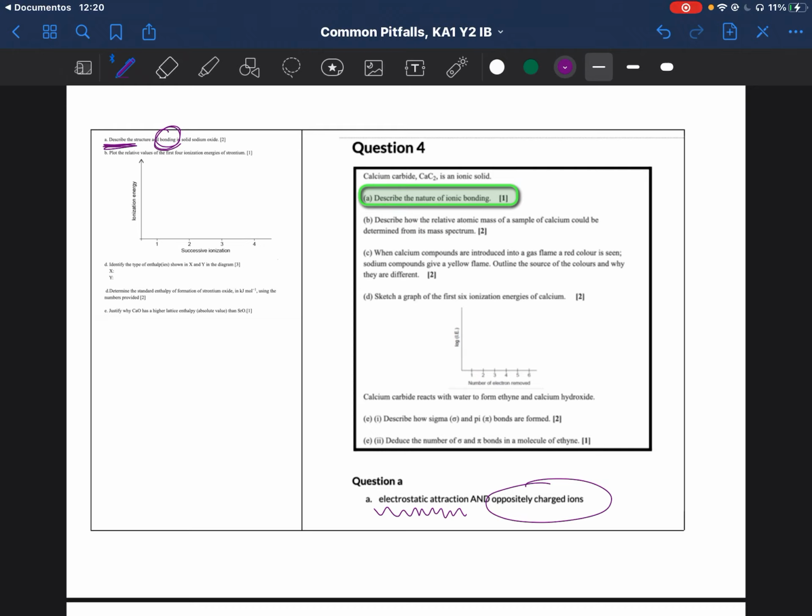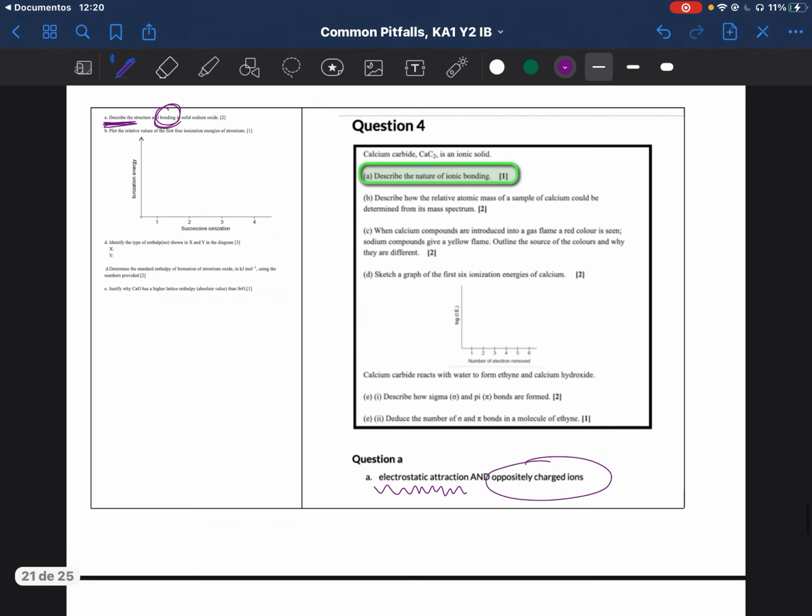People are telling me all sorts of crazy things here, or not crazy, I shouldn't say crazy, but people are saying all sorts of things here. They were talking about the electrons and how they move, kind of looking at it more from a grade 10 perspective. But you should know by now that what the IB expects is when you need to describe ionic bonding, you describe it with electrostatic attractions and oppositely charged ions.